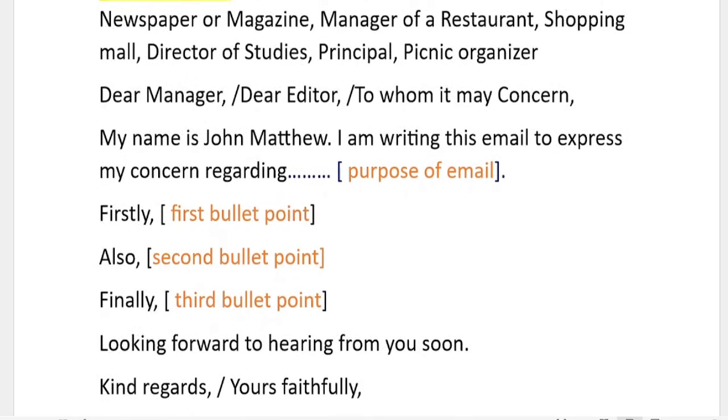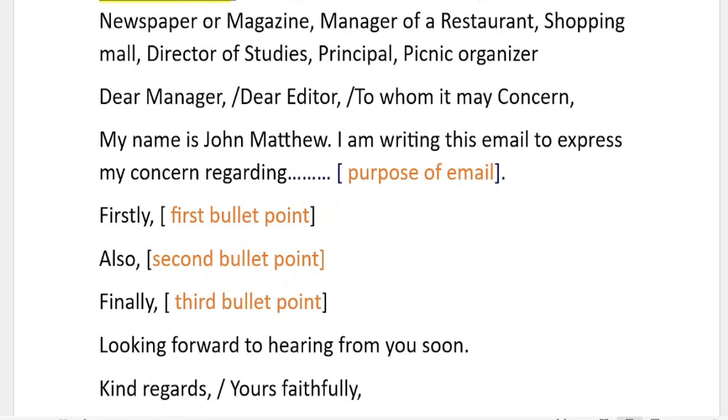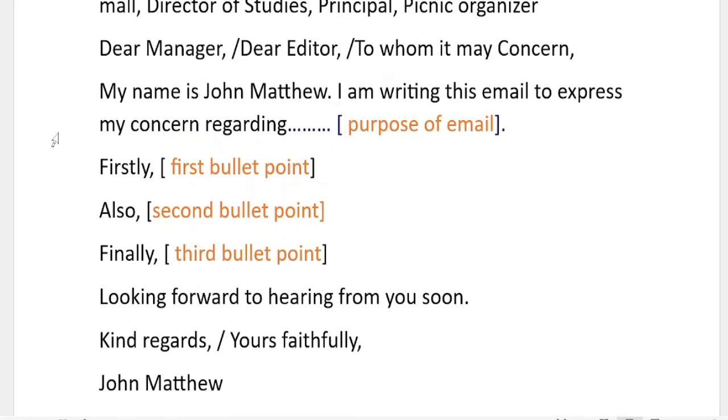Okay, so this is the structure of your formal email, that you start writing with dear manager, dear editor, or to whom it may concern. In total you'll be making five paragraphs, but all these five paragraphs are very small. Just the first paragraph, the purpose of the email, in two sentences, then firstly, also, and finally. These three should again contain one or two sentences, not more than that. The last is a closing phrase, and then your name.